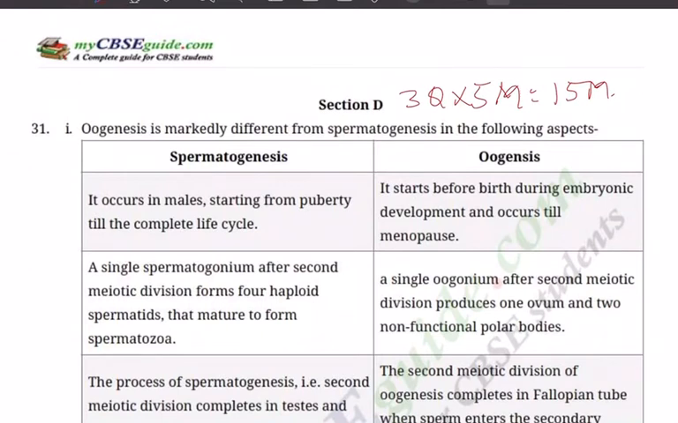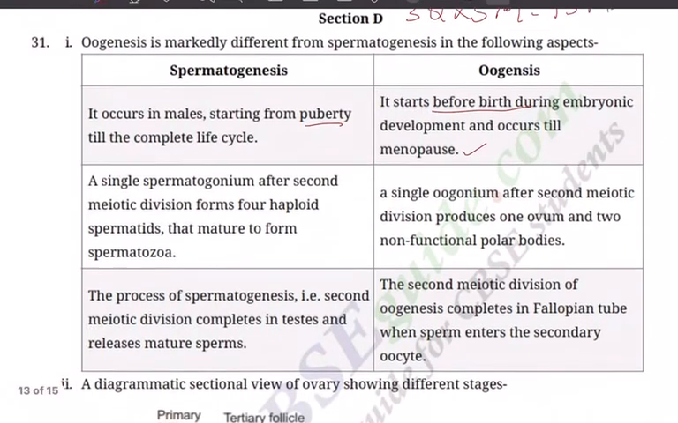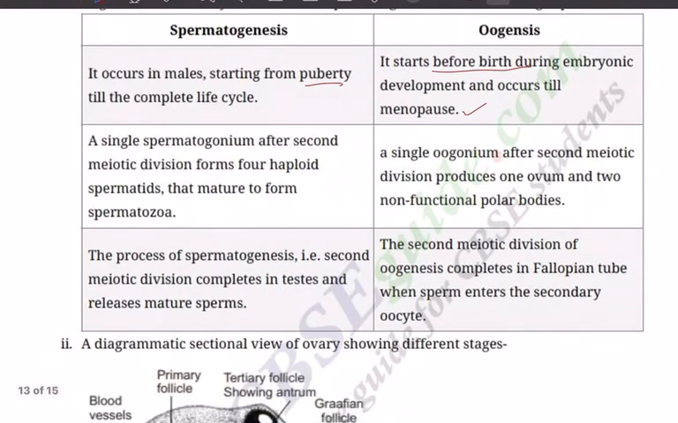Like 31, 1. How is oogenesis markedly different from spermatogenesis with respect to growth till puberty in humans? Oogenesis is markedly different from spermatogenesis in the following. Of course, you know spermatogenesis, it occurs in males starting from puberty till the completion of life cycle. Whereas in oogenesis, it starts before birth during embryonic development. Now look at that, before birth during embryonic development, and goes on until the lady reaches menopause.